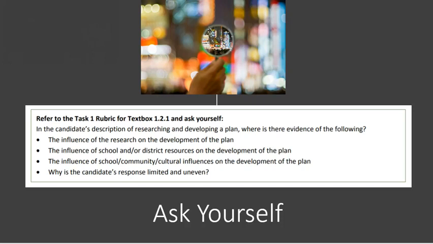Okay, so PASL recommends, and when they recommend it, I say do it, that you ask yourself these questions. In the candidate's description of researching and developing a plan, where is there evidence of the following? They're scoring you on this: the influence of the research on the development of the plan. So they're watching for this. You can't just say I did this research. You have to say, I did this research and this is how it influenced the development of the plan.